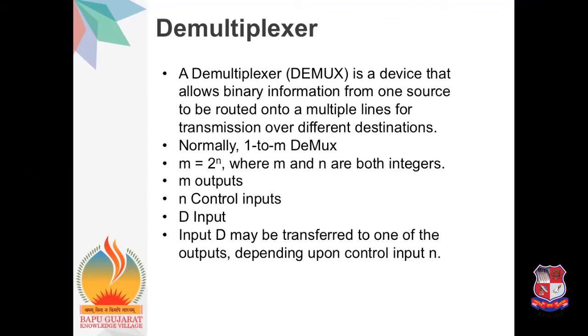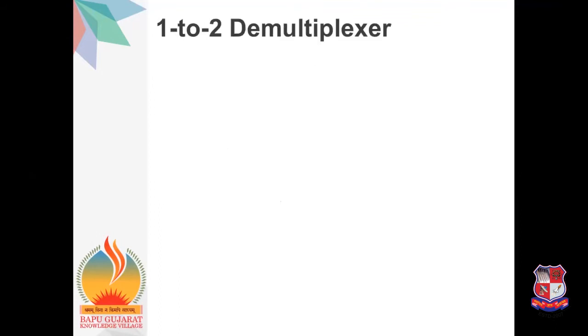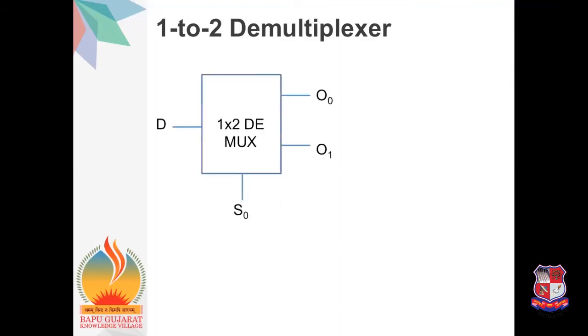So normally in the 1 to m demux, there are m outputs, n control inputs, and the single input D as a data input. Data input D may be transferred to one of the outputs depending upon the control inputs n. Now let's see the simple 1 to 2 demux, so you can easily understand the concept of the demultiplexer. Here it has the single input D, a single selection line as a control input S0, and 2 outputs O0 and O1.